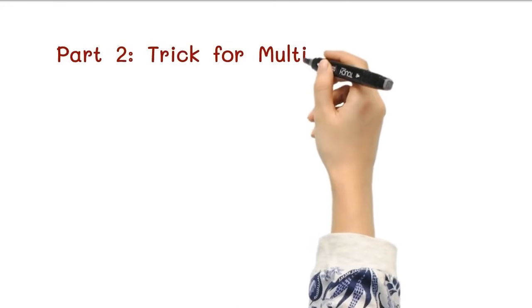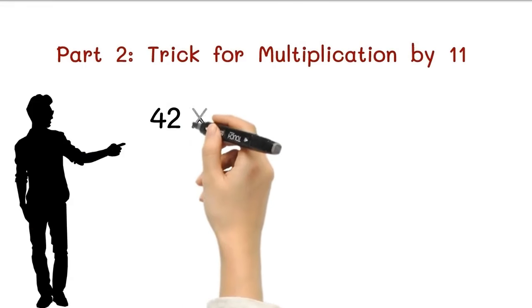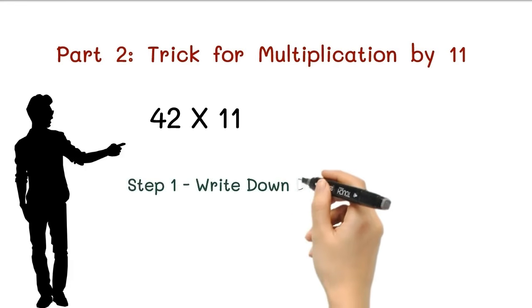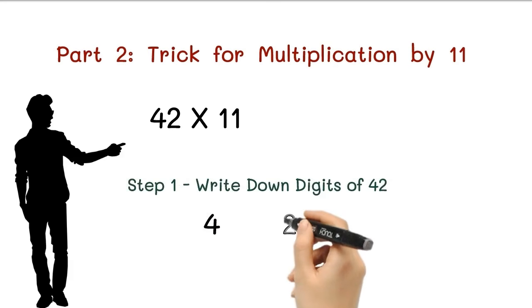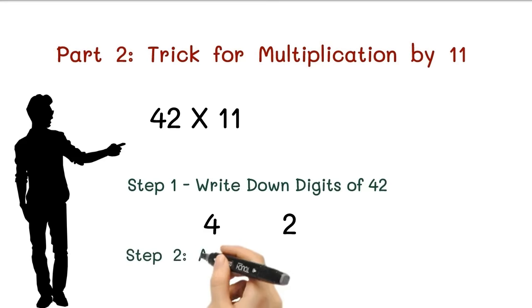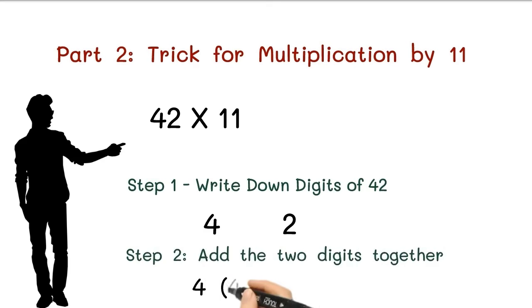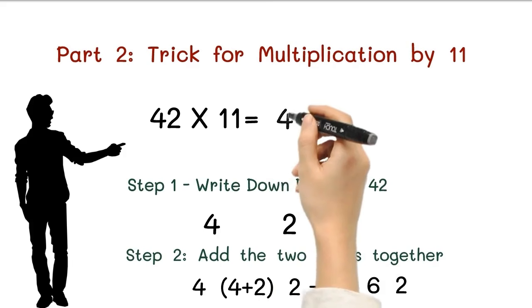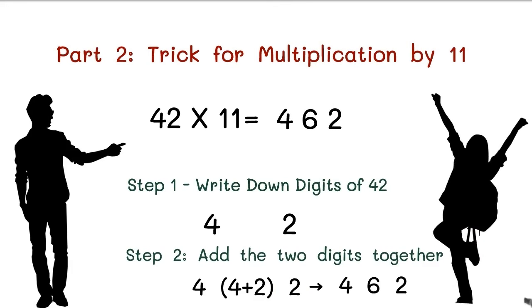Part 2. Trick for multiplication by 11. Let's start with something simple. Multiply 42 by 11. Here's the trick. Step 1. Write down the digits of 42, leaving some space between them. 4, 2. In step 2, add the two digits together and place the sum in between. So we get 4 in between, 4 plus 2, and 2, that gives 462. This is the final answer, 462. See how fast that was? Let's try a bigger number.